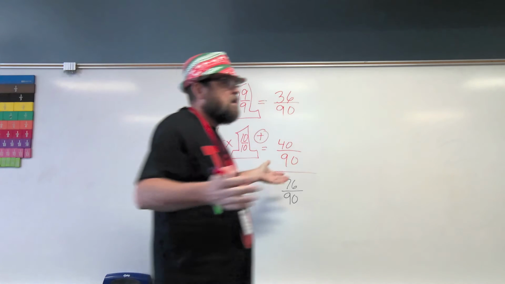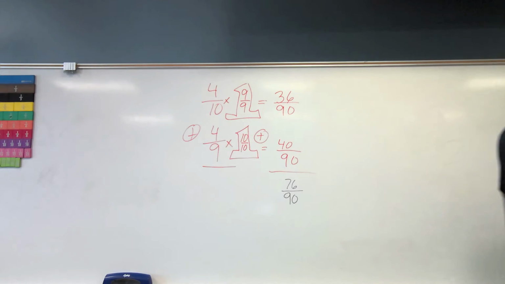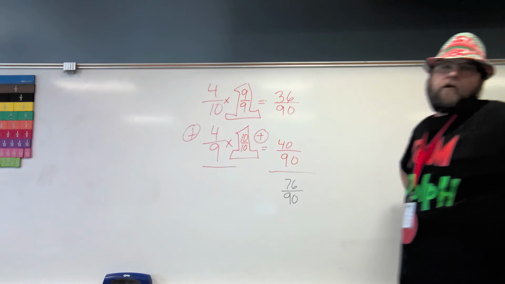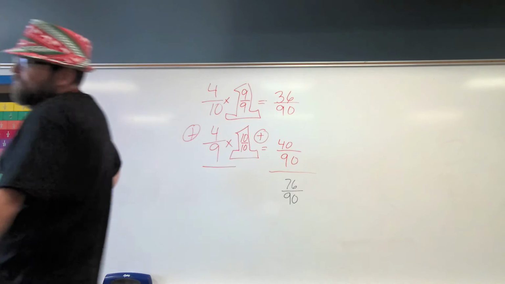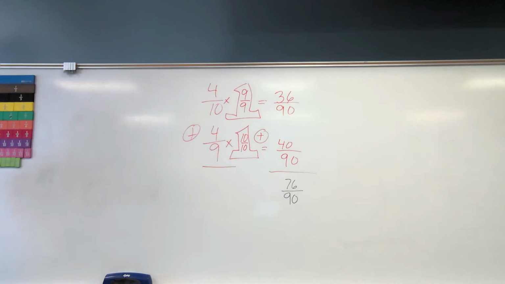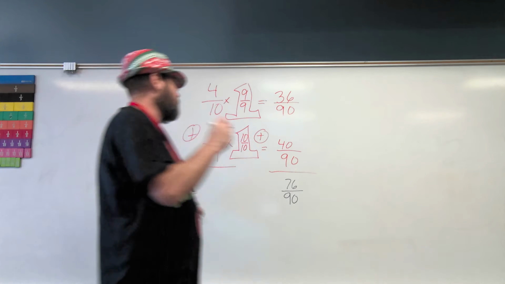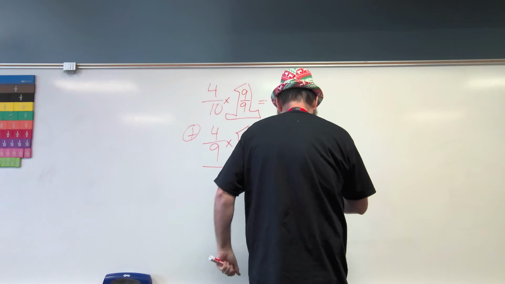But wait, AJ, I'm curious. Do you think that's lowest terms? No, why don't you think it's lowest terms? Great, because they're both even. If they're both even, that means I can divide them both by 2. I can divide them both by 2.